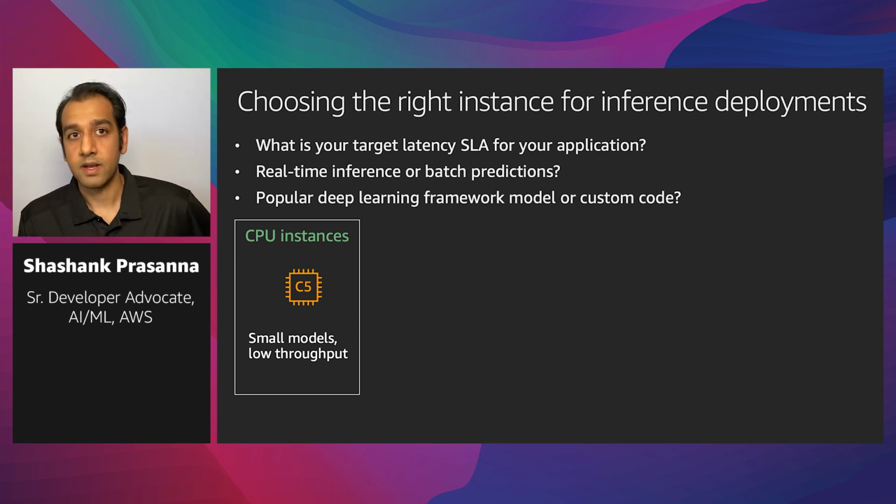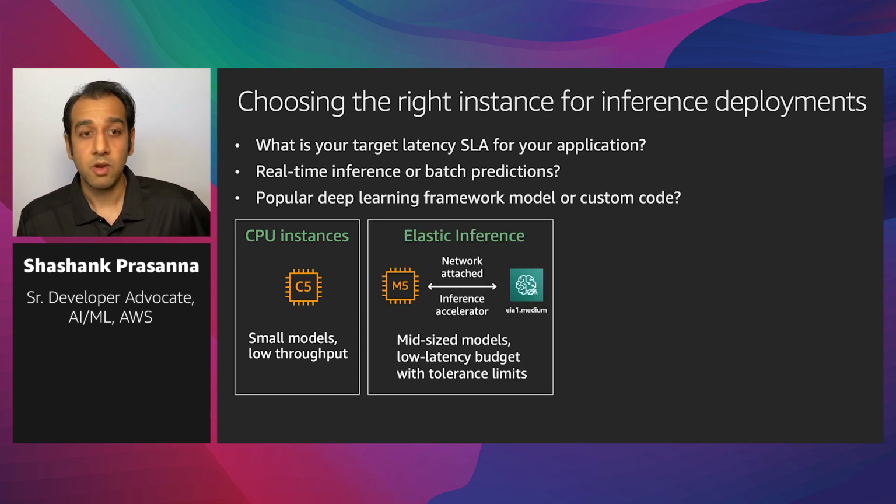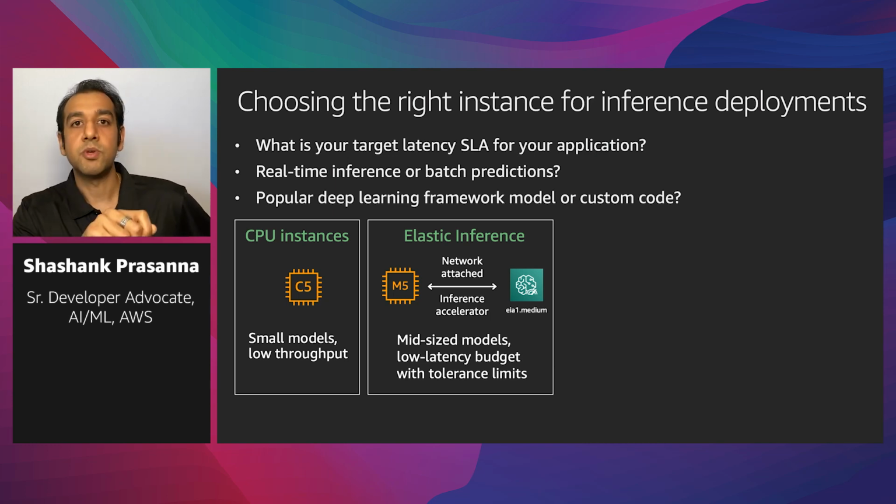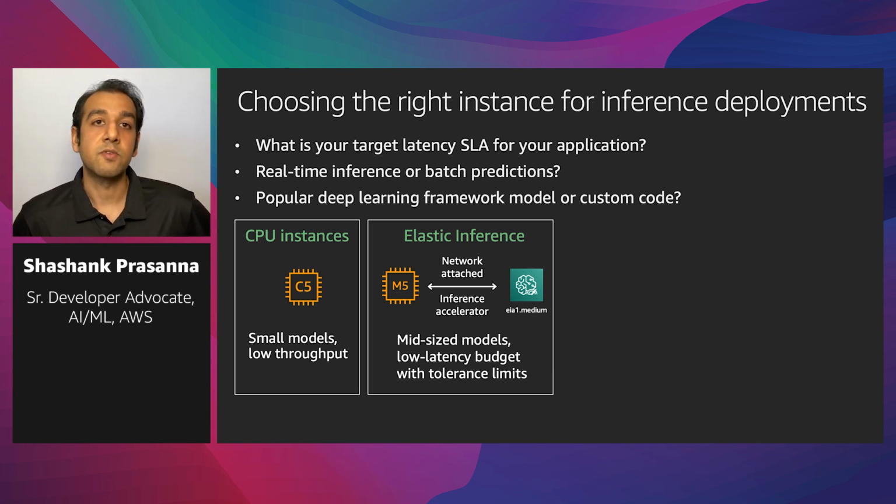CPU instances work great. Now, some of these models that you may deploy are maybe mid-sized models, and you want GPU acceleration, but you don't necessarily want to deploy them on a GPU instance, which can be more expensive. But you want enough GPU acceleration so that you can reach your latency budget. In those cases, with Elastic Inference, you can attach a slice of a GPU to an existing CPU instance over the network. And you can attach different sizes of GPUs over the network. And with this, you can reach your latency budget and still be very cost effective with your model deployment.